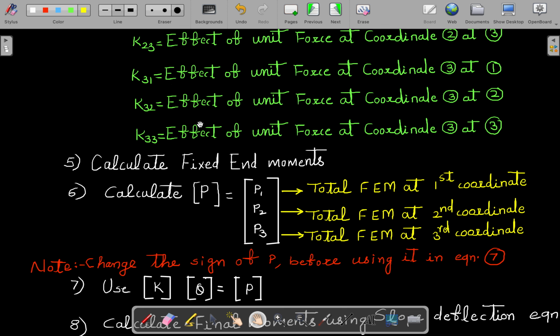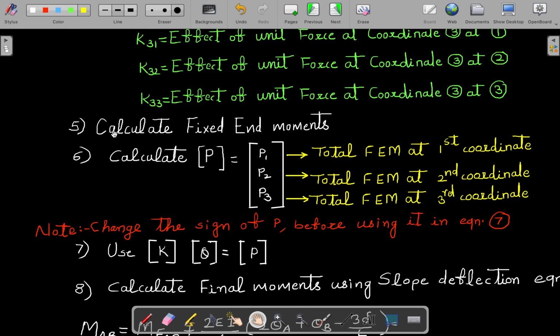Once we get these coefficients, we have to come to the fixed end moments. We have to calculate fixed end moments. We don't need explanation here, because in the slope deflection method everybody knows how to calculate fixed end moments. We have a standard table for fixed end moments, so we follow that table, and as per the loading we calculate fixed end moments. We have used fixed end moment calculation for the slope deflection and moment distribution methods till now.